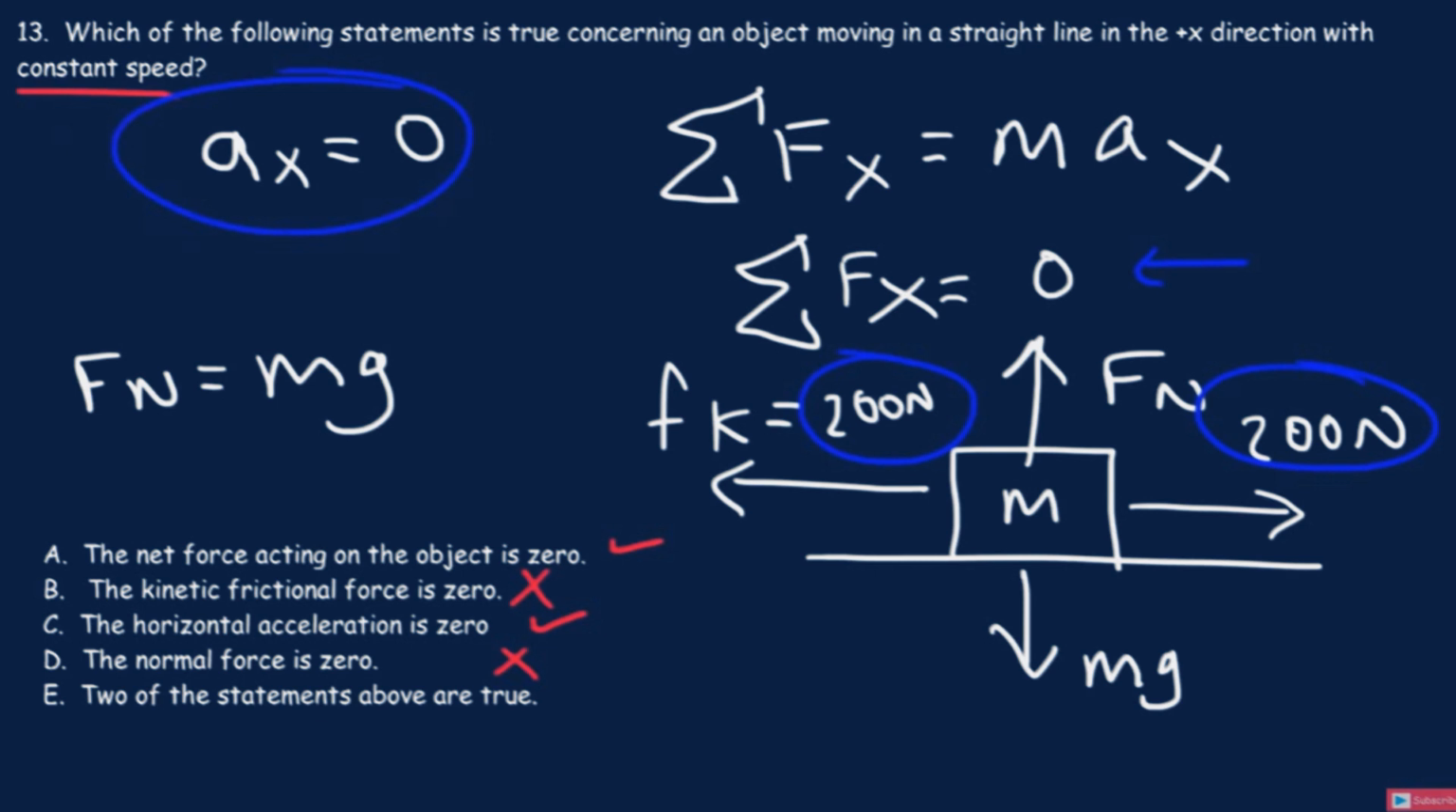A good example of this: imagine you are driving your car and you are going at 45 miles an hour, and you are not accelerating, you are not speeding up or slowing down, but you are maintaining that speed. Your foot is still on the gas. You still have to apply gas to the car to keep it moving at 45 miles per hour.